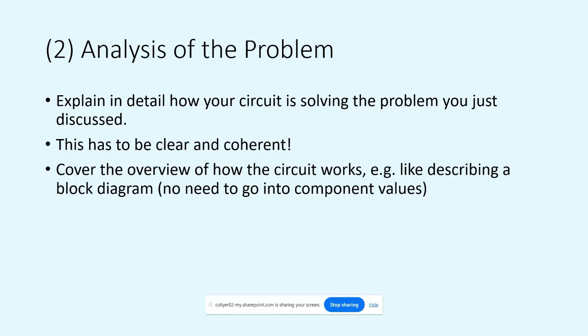Analysis. This should be explaining in detail how your circuit is going to solve the problem. It does need to be clear and coherent. It should be noticeably longer than it was on the assembly coursework. And you should be covering it as if you are explaining the block diagram of your whole circuit. It is a very sensible thing at this point in time to be trying to create the block diagram. The block diagram is only needed for the realization section, so for section 3, but it's a very good idea to be doing it now in the planning so that you can kind of see what's going on and it'll help you write this analysis.